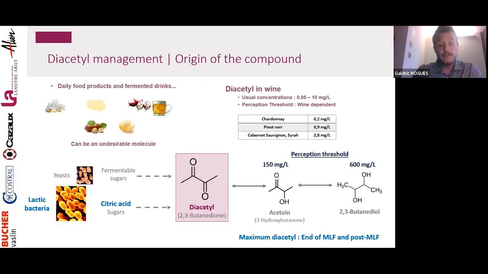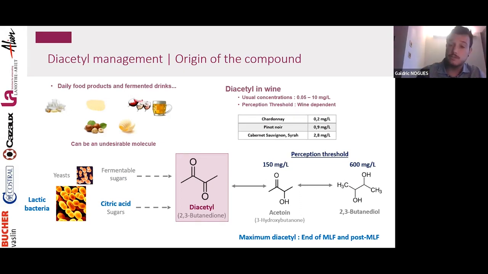Another point as well, which is important and that we talk a lot about, is diacetyl. So diacetyl management is very well connected to the malolactic bacteria, because you can find the origin of the compound mostly during the malolactic fermentation due to the lactic bacteria. A little bit of the yeast produce a little bit of diacetyl, but most of it is produced based on the citric acid that the lactic bacteria will transform into diacetyl.